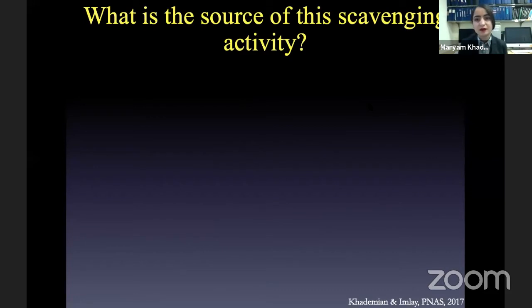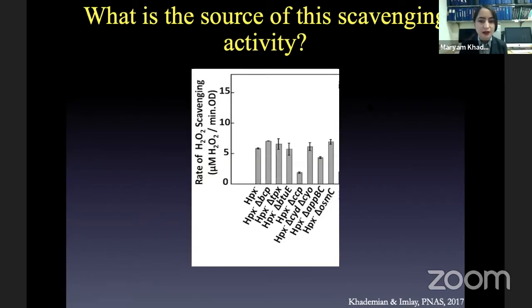To find the source of this scavenging activity, we dug through the literature, and I found 8 different enzymes that have been reported to be able to degrade hydrogen peroxide outside the cell. None of these enzymes had been tested in vivo, or inside the cell. I deleted them one by one in my HPX- cells and measured the rate of peroxide scavenging. The idea was that if any of these enzymes were responsible for this activity, then deleting it would make the activity go down. And that was what we observed.